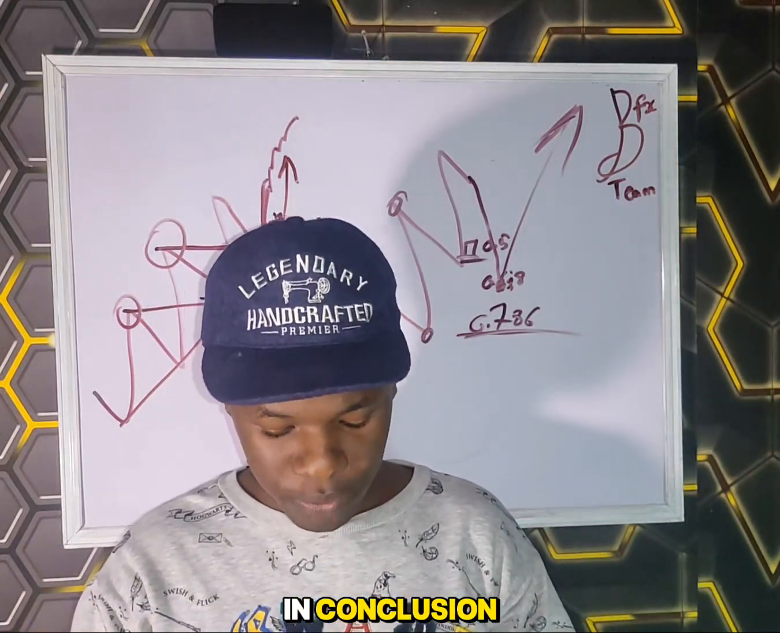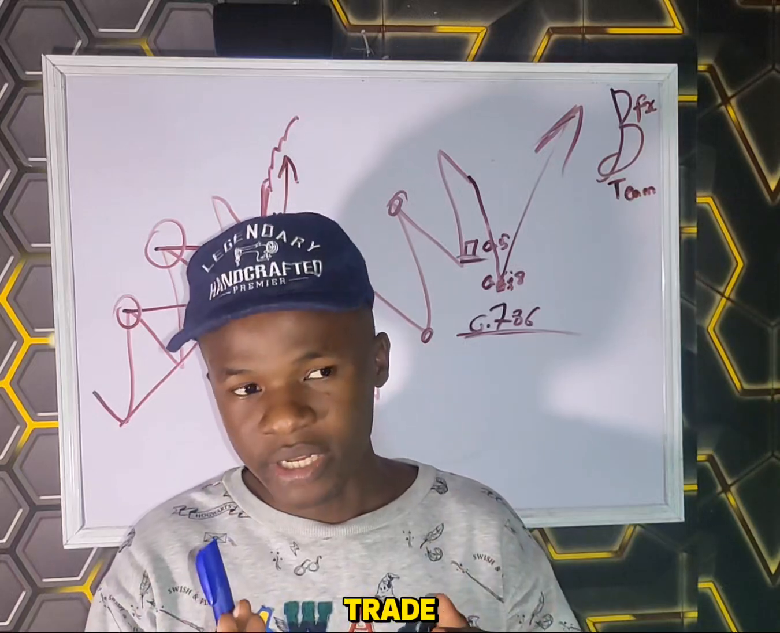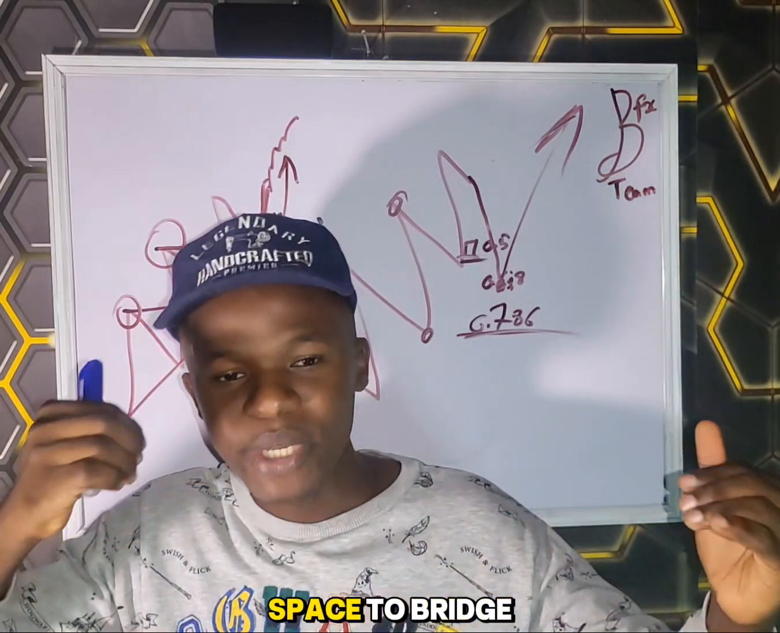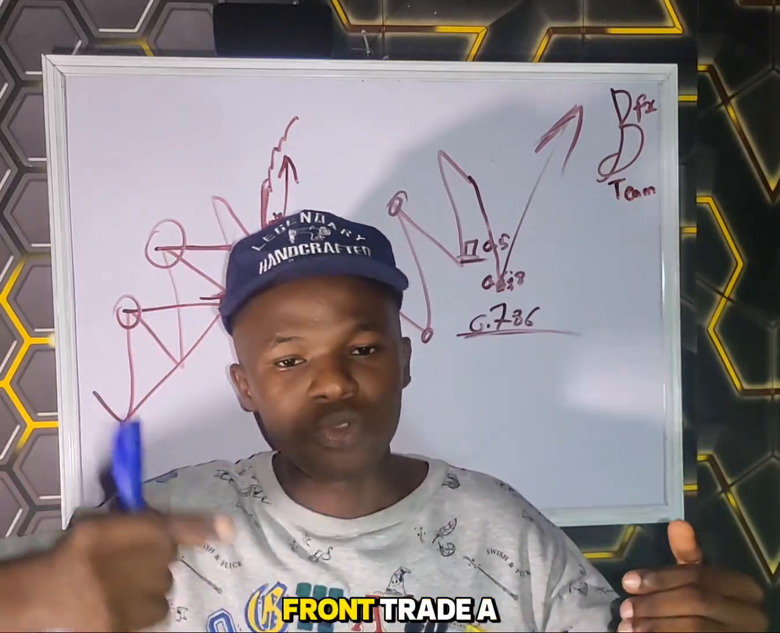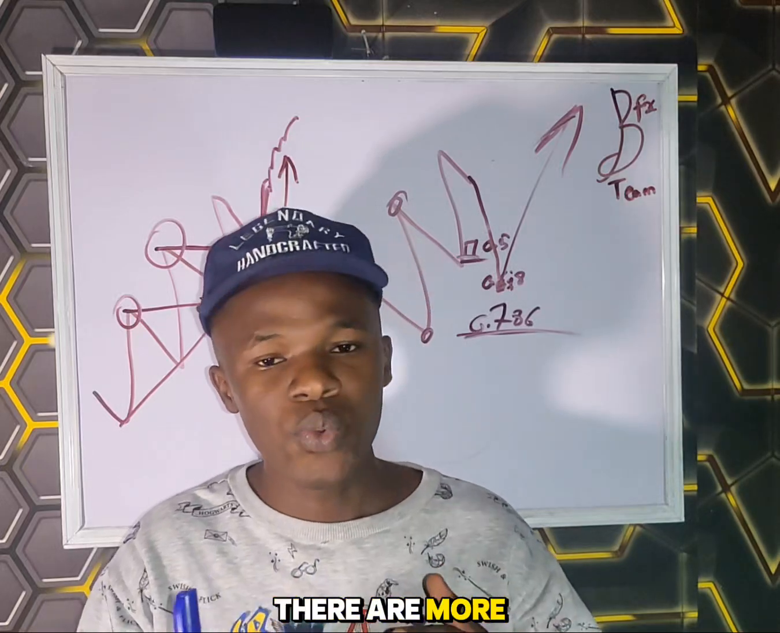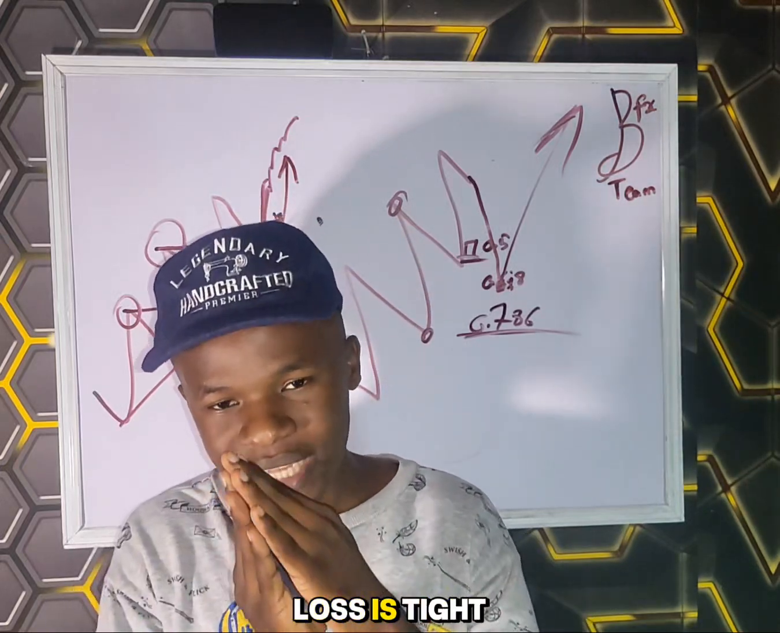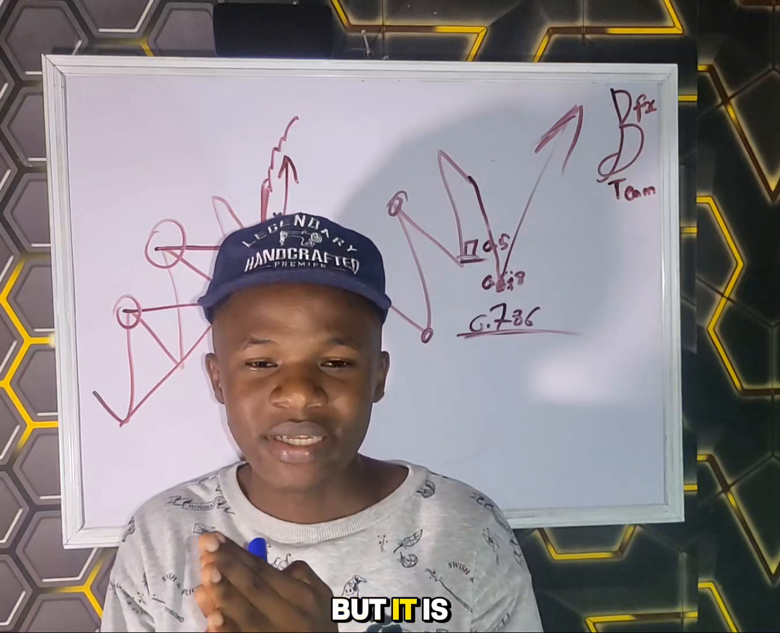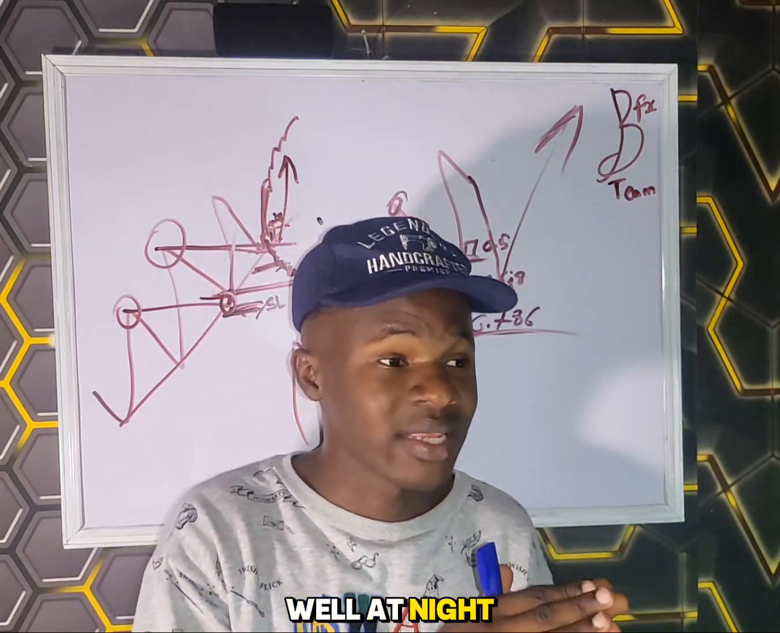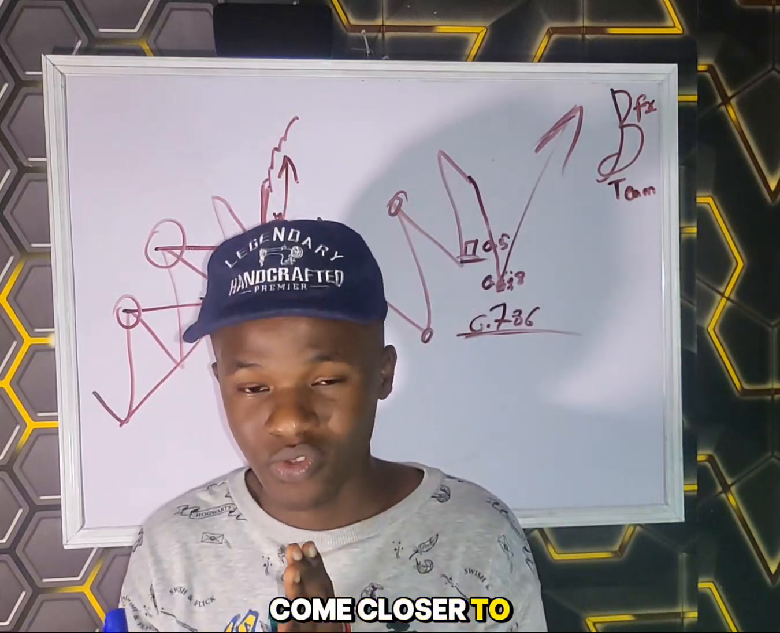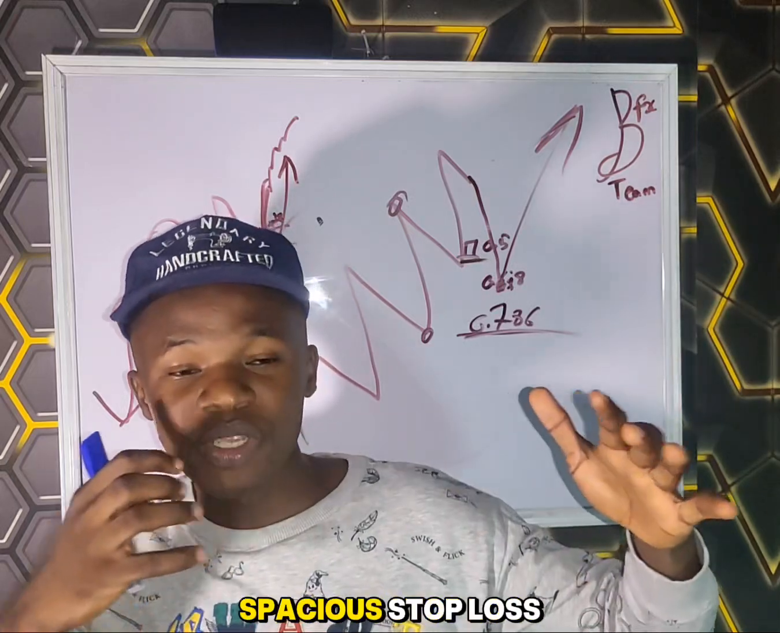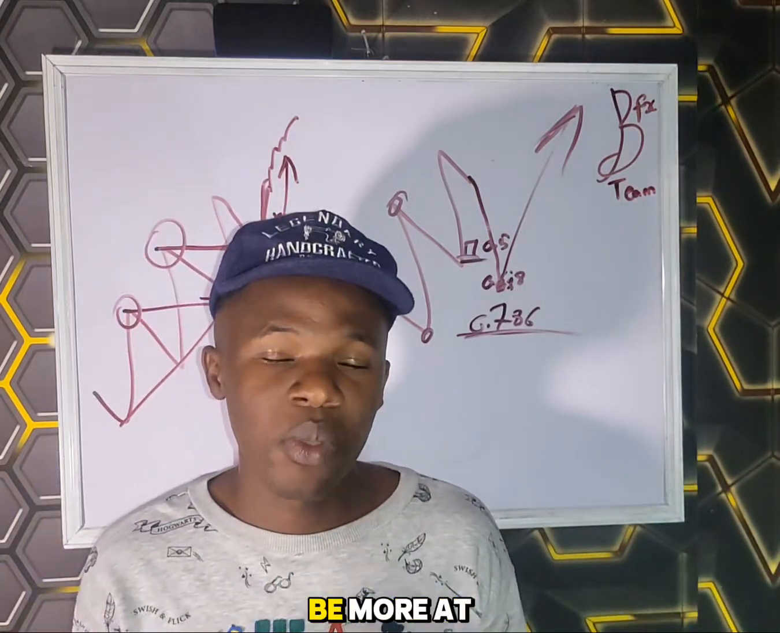So in conclusion, if you're going to take a trade, make sure you give the space between your stop loss and your entry price to breathe, because the market fluctuates a lot. I know there is more risk to reward if your stop loss is tight, right? But it is safer, and you'll be able to sleep well at night, not thinking that the market has come close to your stop loss, taken it, and gone in your direction. Because if you have a more spacious stop loss, you'll be more at peace.